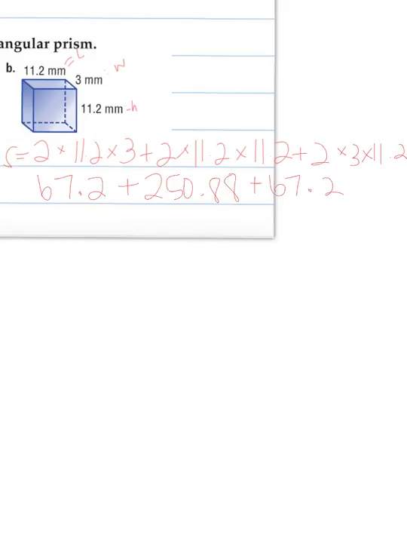Add all of those together. And our surface area of this prism is 385.28 millimeters squared.